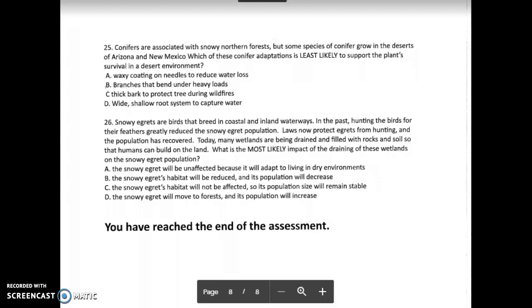A. The snowy egrets will be unaffected because they will adapt to living in dry environments. B. Snowy egret's habitats will be reduced and its population will decrease. C. The snowy egret's habitat will be affected so that its population size will remain stable. D. The snowy egret will move to forest and its population will increase. You have reached the end of the assessment.